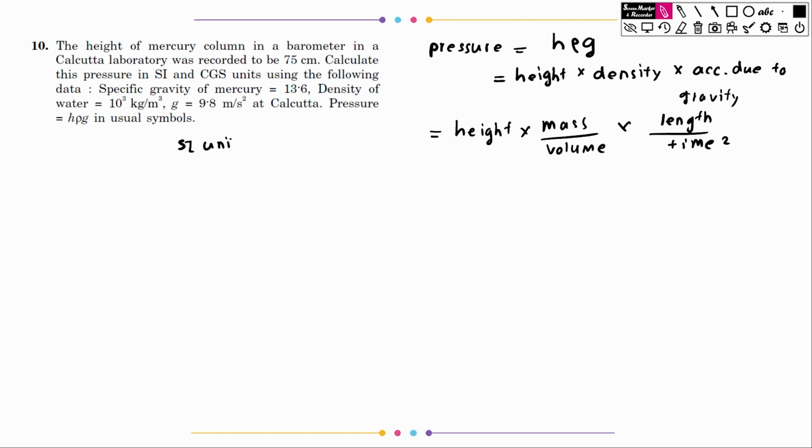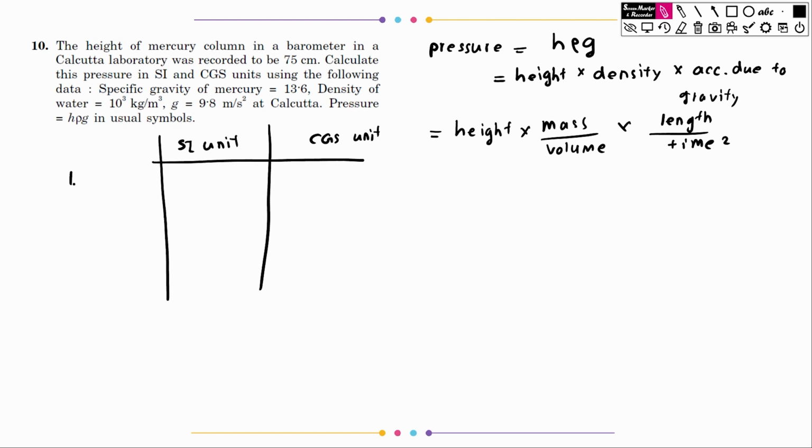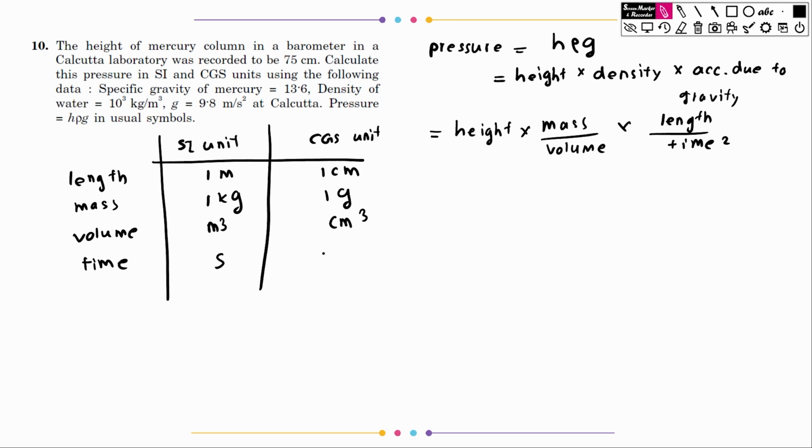We'll make a table, SI unit and then CGS unit. First comes length, then mass, then volume, finally we have time. Length has unit of 1 meter in SI unit and 1 centimeter in CGS unit. SI unit of mass is 1 kg and CGS unit of mass is 1 gram. Then volume is meter cube, whereas in CGS system it is centimeter cube. SI unit for time is second and CGS unit for time is also second.